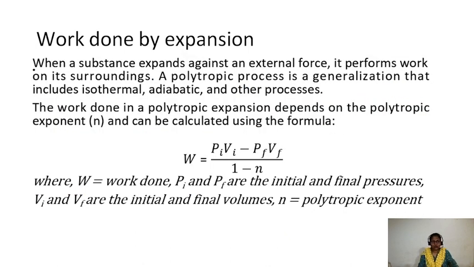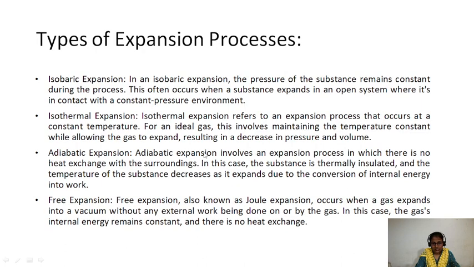Now, coming to the work done by expansion. The work done by any polytropic expansion, where the polytropic exponent is given by n, is given by this formula. W, or the work done, is equal to (PiVi minus PfVf) by (1 minus n), where Pi is the initial pressure, Vi is the initial volume, Pf is the final pressure and Vf is the final volume of the system, n being the polytropic exponent. For each of these processes, n can vary.